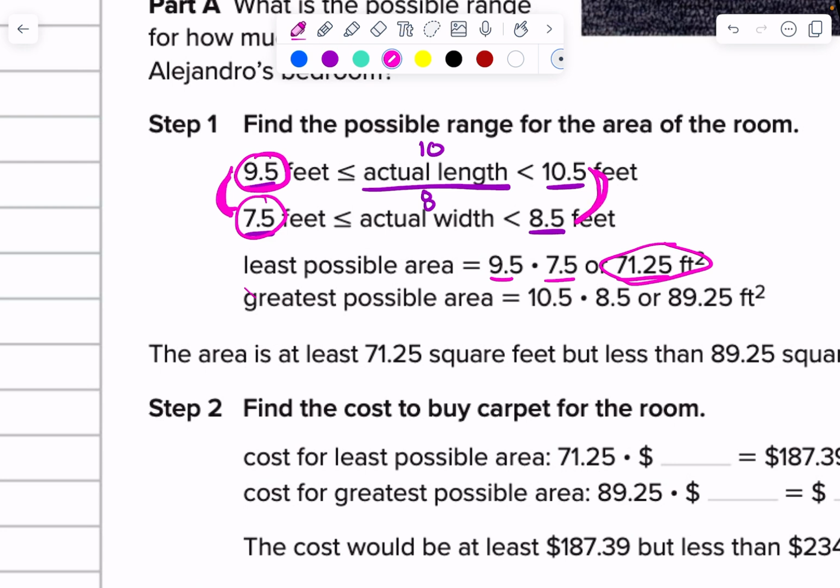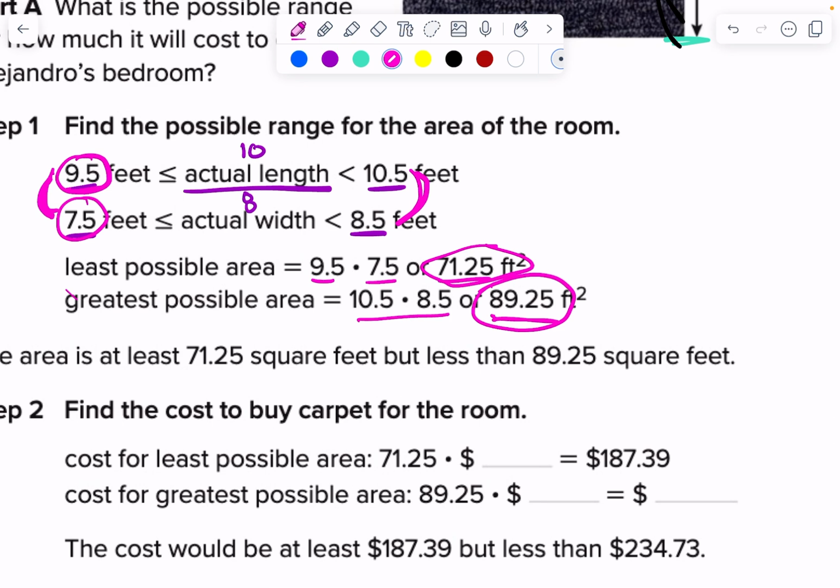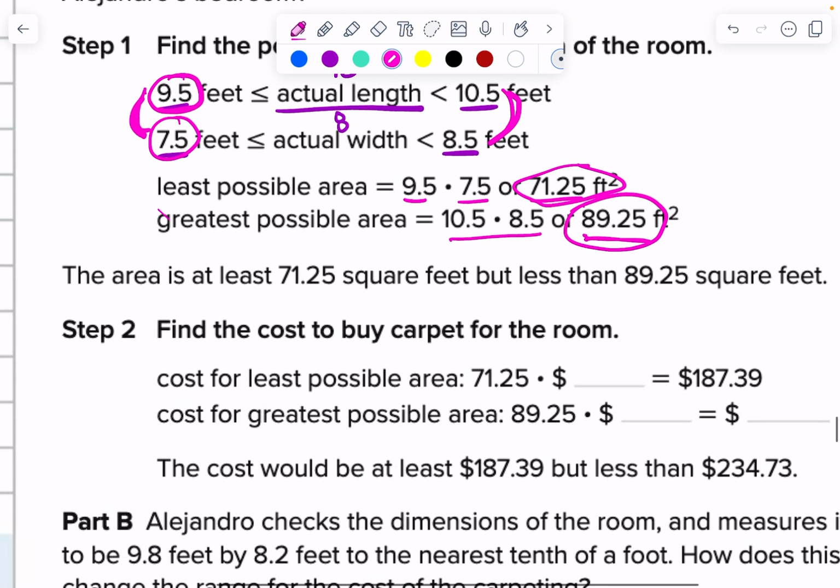Maximum, it is 10.5 by 8.5, and if I do that, it's 89.25, right? So this is the maximum amount, the square footage that my carpet could be, right?